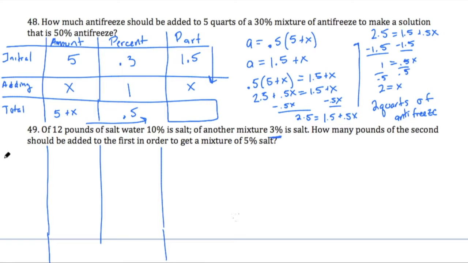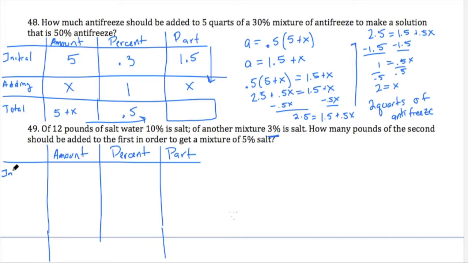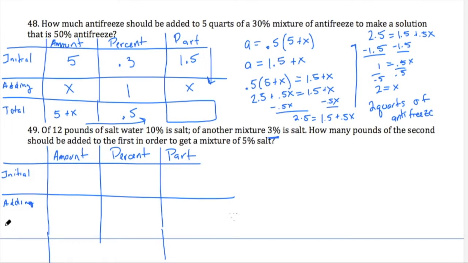Okay, so we've got, again, the amount. We've got a percent, and we've got our part. So we need to find out the initial amount. Think about what we are adding, and then look at our total. Okay, so we start off with 12 pounds. It is 10% or 0.1. So the amount times the percent would give us 1.2 is the salt in the salt water.